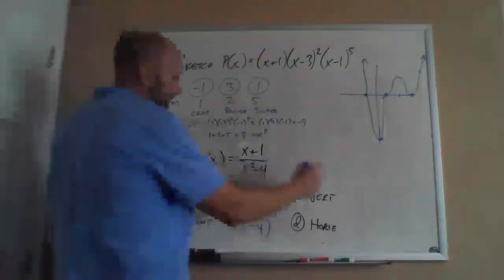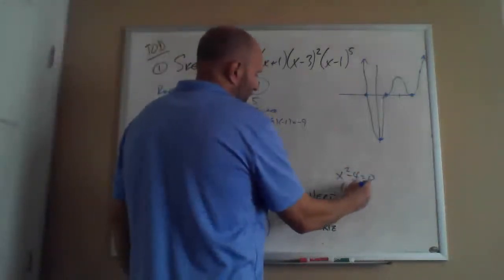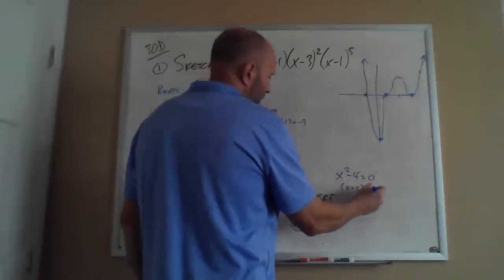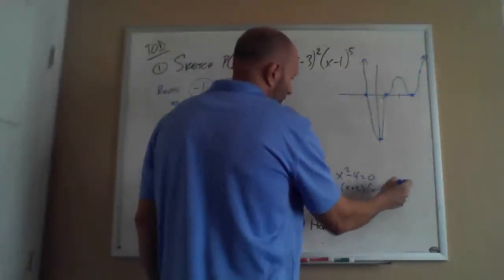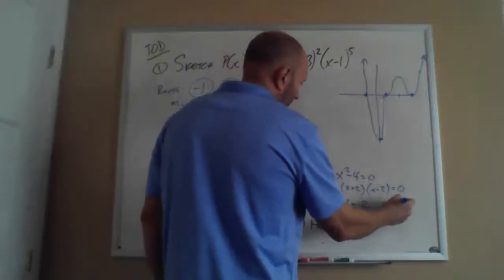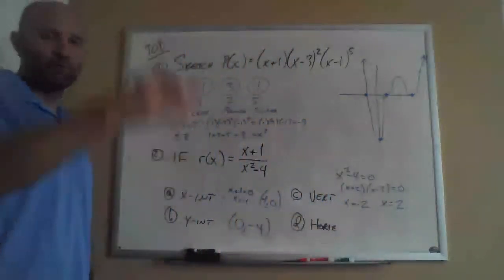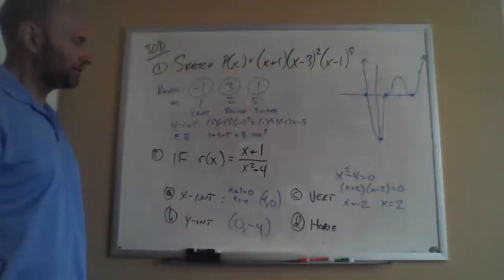Vertical asymptote, I set the denominator equal to 0. This is a difference of squares, x plus 2, x minus 2. So therefore, x is negative 2 and x is positive 2 are my two vertical asymptotes that I have here.